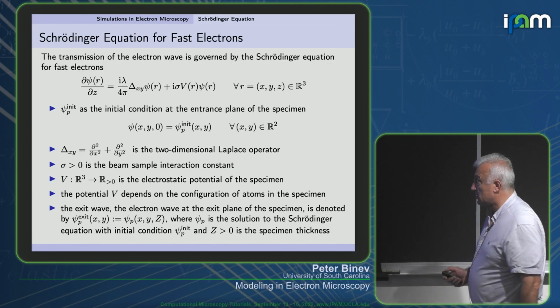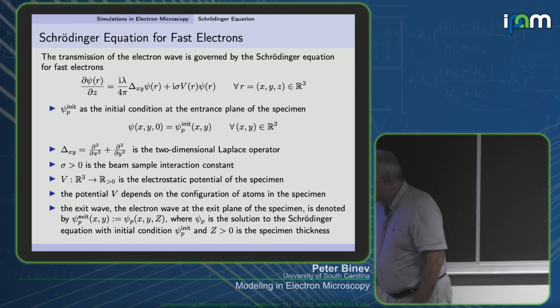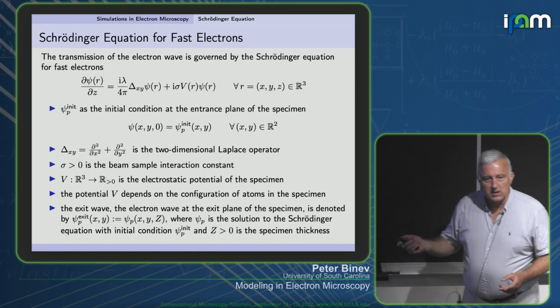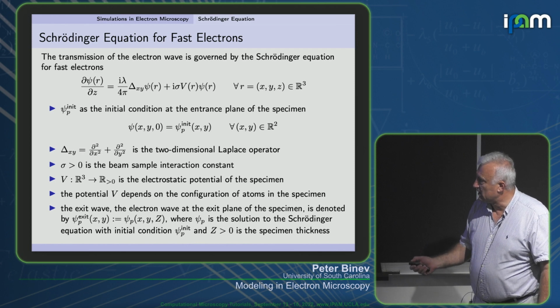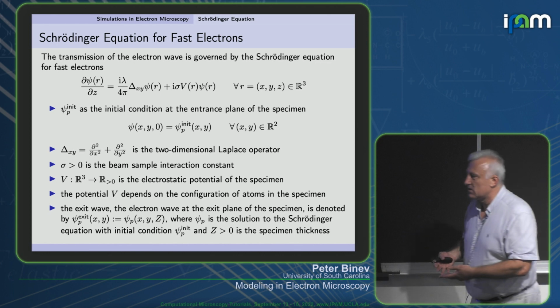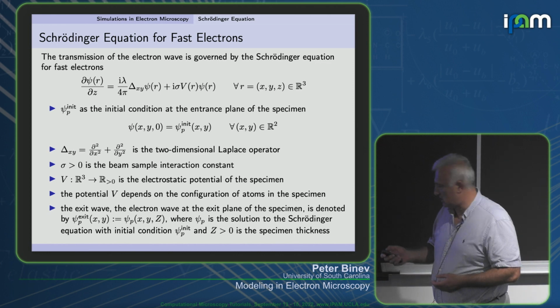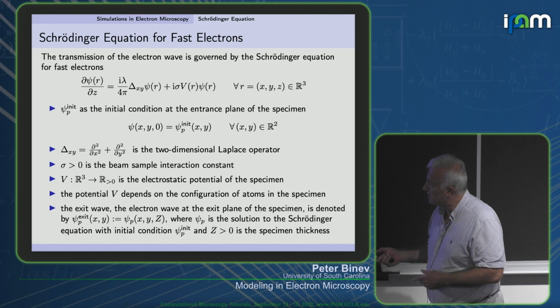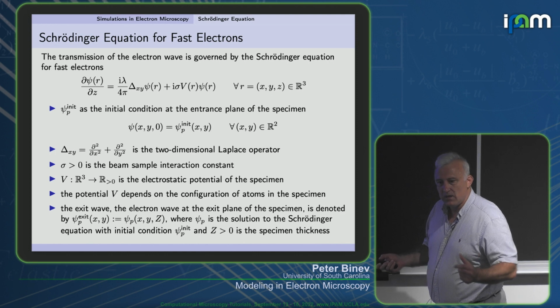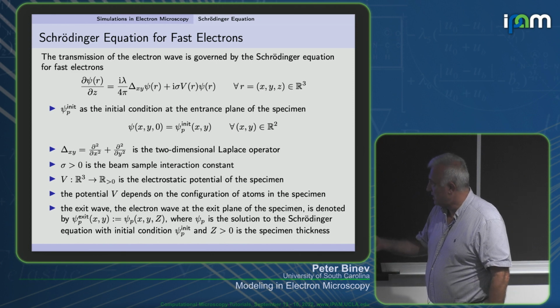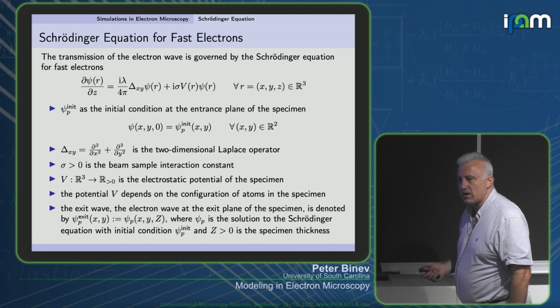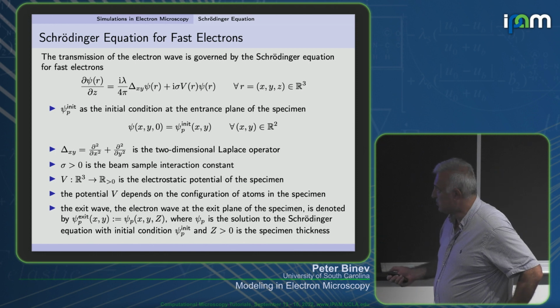So what is the Schrodinger equation for fast electrons? This equation is changed a little bit, so it's made relativistic. That means it has the relativistic speeds and the relativistic masses, so that is corrected in the coefficients of the equation. Now psi is only one complex variable, so that is much more simple.